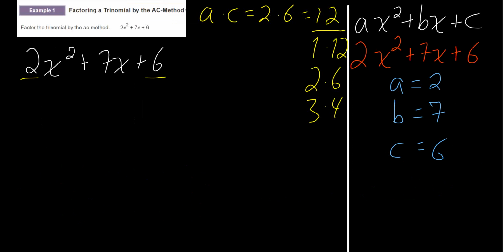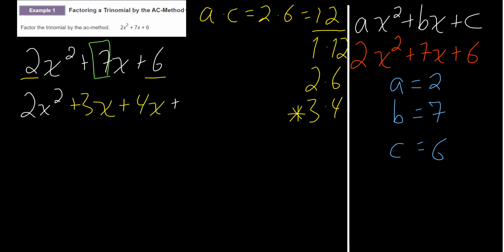Okay, so looking at my factors of 12, 1 and 12, 2 and 6, 3 and 4, which factors, when I add or subtract them together, will give me this 7 here? Well, obviously, a positive 3 and a positive 4. So, remember the factor by grouping we did last week? Hopefully, you got good practice on it, because we're going to be doing it a lot. So we're going to put a plus 3x plus 4x plus 6. Okay, well, what do I do?